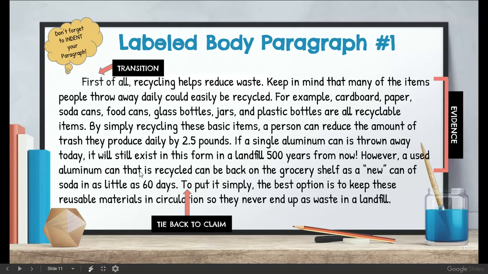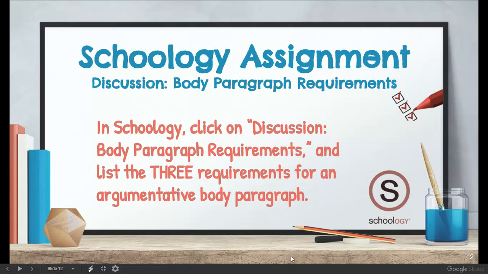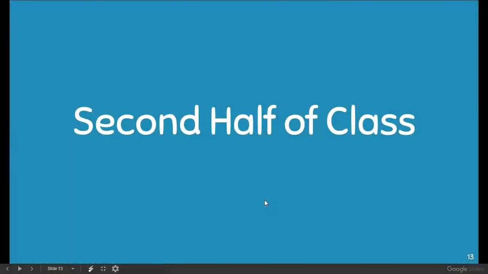However, a used aluminum can that is recycled can be back on the grocery shelf as a new can of soda in as little as 60 days. To put it simply, now here's my tie back. The best option is to keep these reusable materials in circulation. I would mention my claim by recycling so they never end up as waste in the landfill. So there is a discussion that wants you to list the 3 requirements of a good body paragraph: topic sentence, evidence, and a tie back.